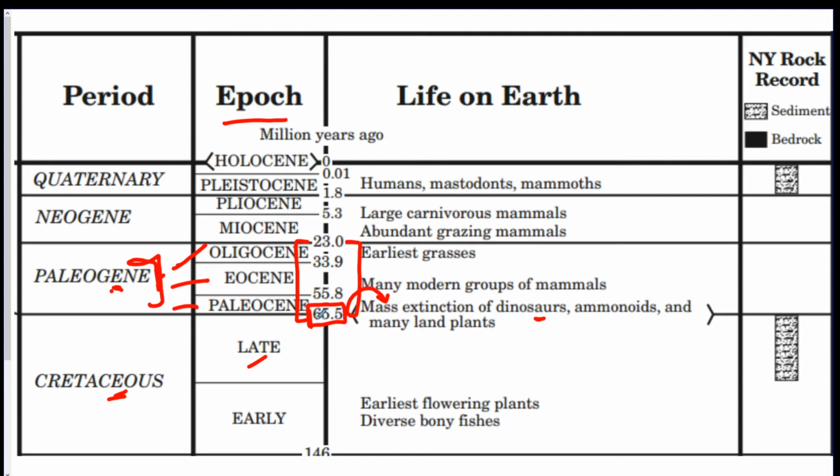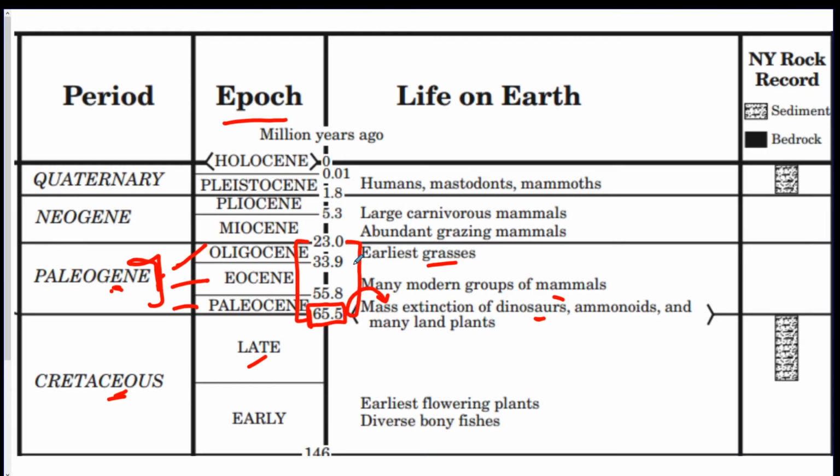And then you can see about 15 million years later, you get mammals, then grass, and then you enter the Neogene, and you're going to get grazing mammals, carnivorous mammals, and then finally the Quaternary is when humans, mastodons, and mammoths started being here.